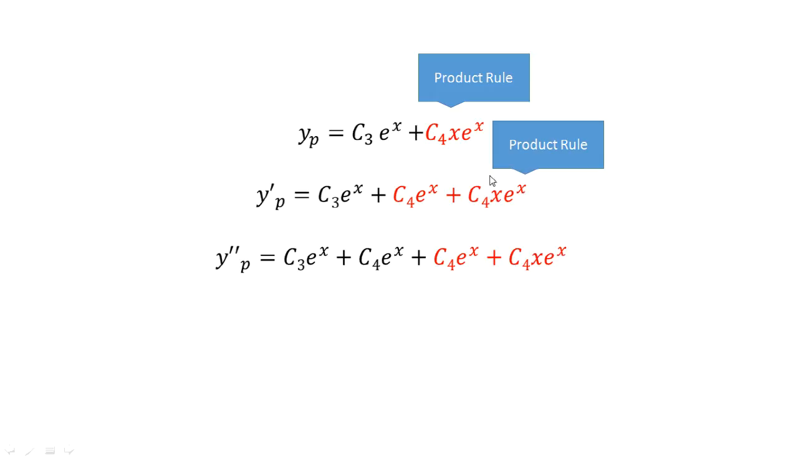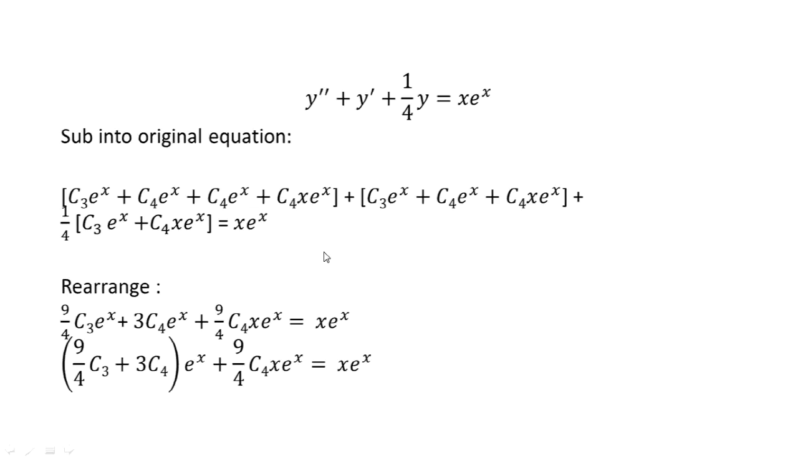To get y double prime p, we still need to differentiate c4 x e to the power of x, and the product rule still needs to be applied. You will get the same answer as in y prime p. So y double prime p will be c3 e to the power of x plus c4 e to the power of x plus c4 e to the power of x plus c4 x e to the power of x. After we get yp, y prime p, and y double prime p, we substitute them into the original equation. The variables in this bracket are y double prime p, in this bracket y prime p, and in this bracket yp. After rearranging this equation and factorizing out the common e to the power of x, we get this simplified equation.